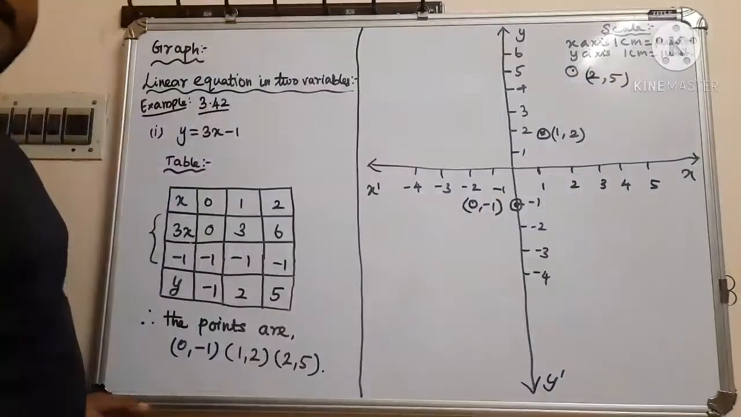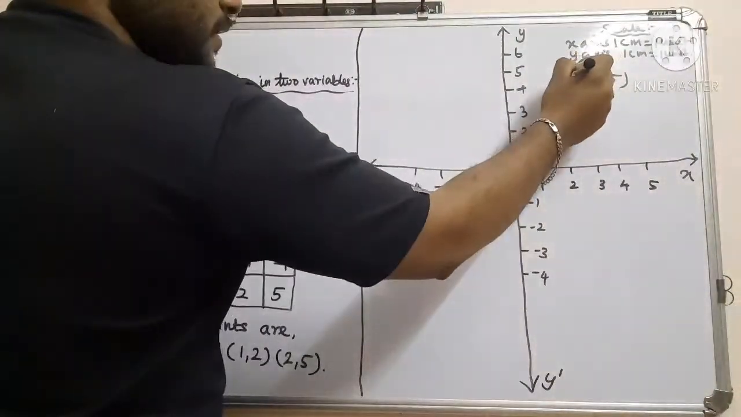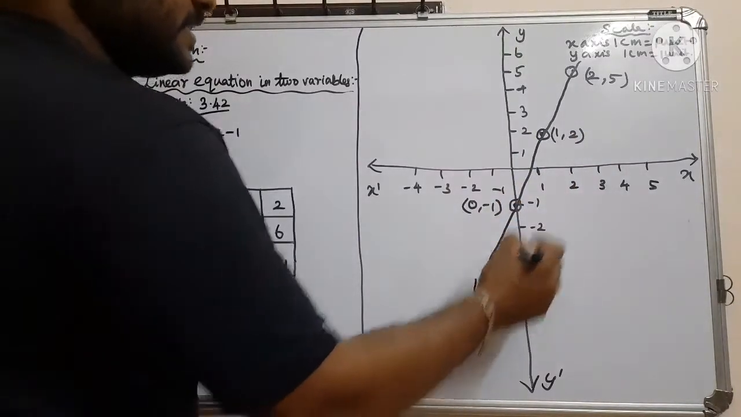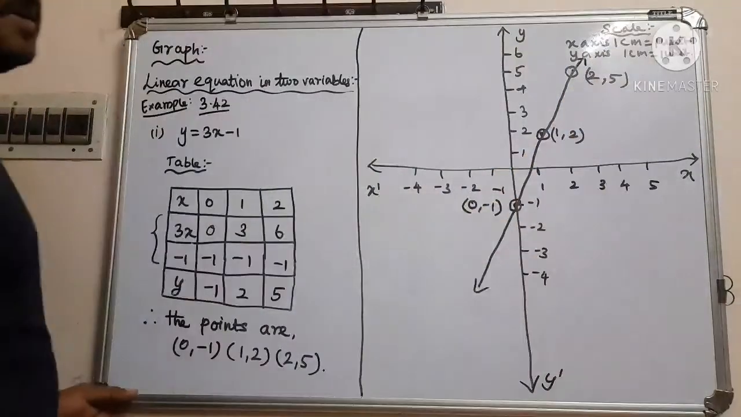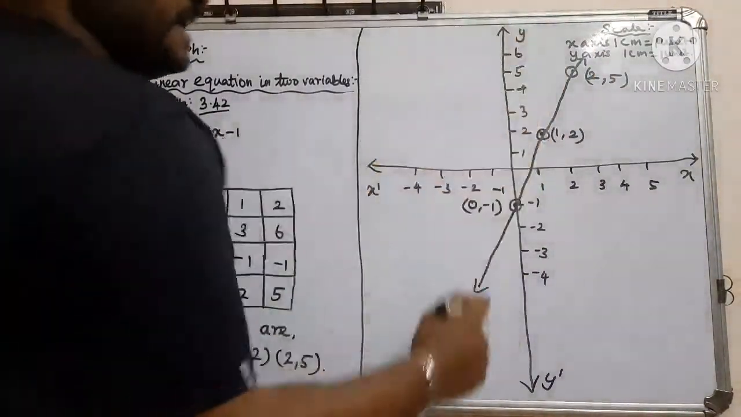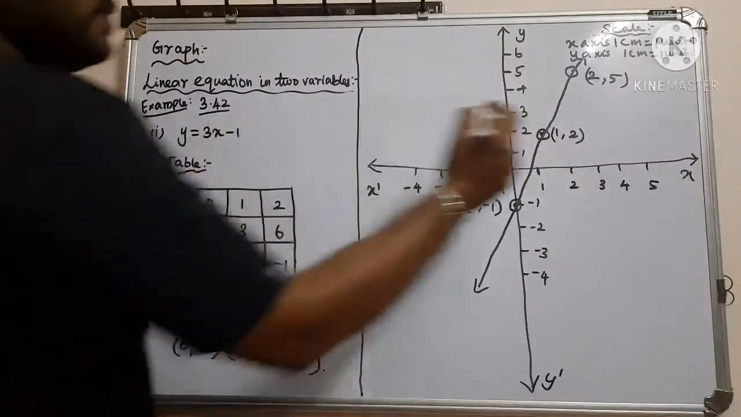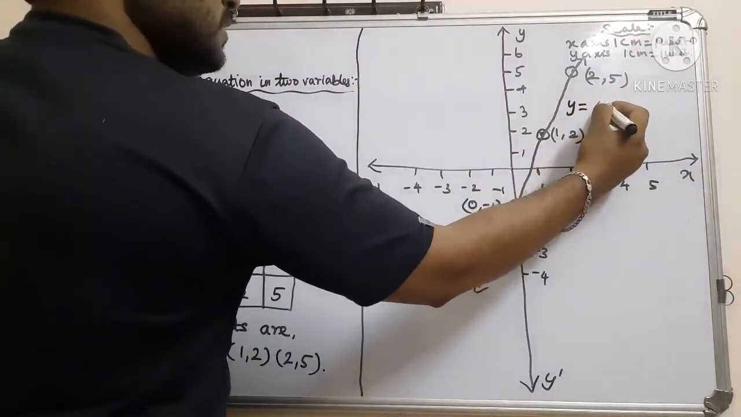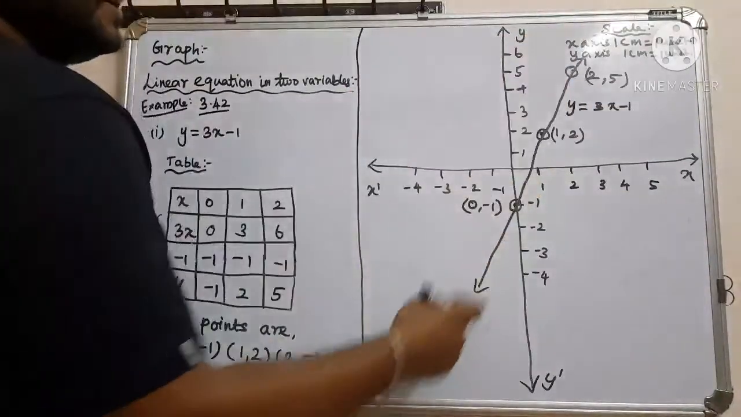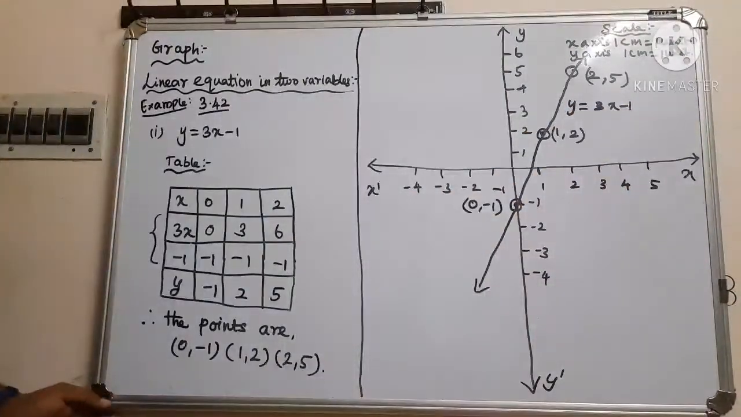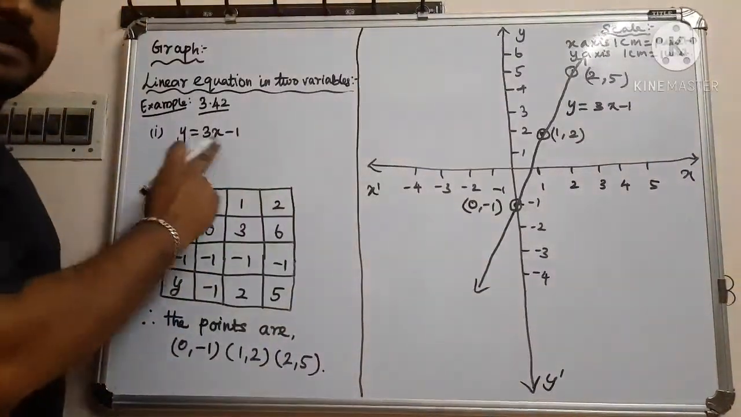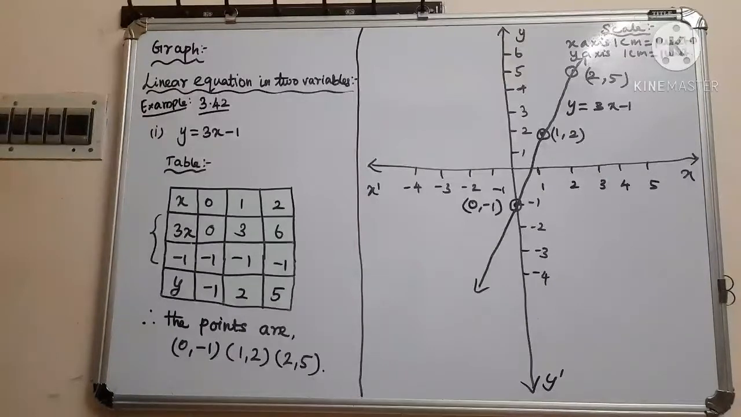So now take it to your scale. You have to join the points. Just extend it. These 3 points come under a straight line. This line is, what is that? Given equation y is equal to 3x minus 1. This straight line is the equation of y is equal to 3x minus 1. So this is the graph for the equation y is equal to 3x minus 1.